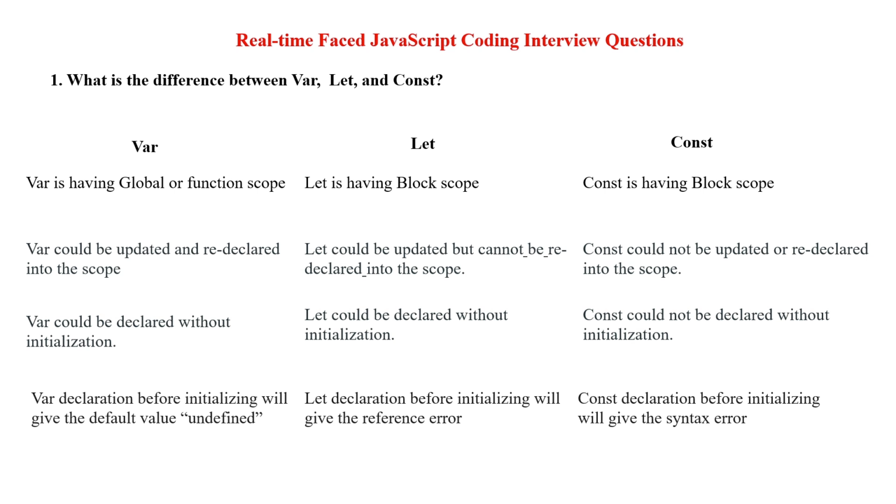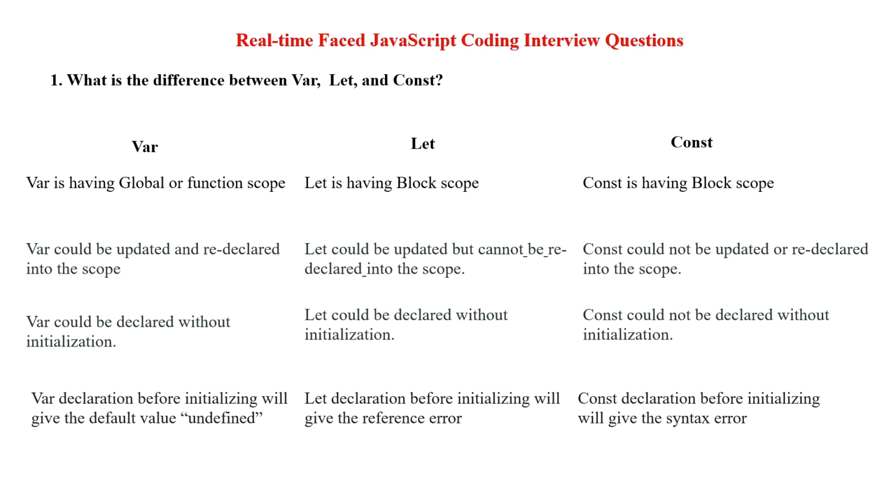Let's take a quick revision. When an interviewer asks this question, what is the difference between var, let and const, we can answer like this. Var has global or function scope. Var can be updated and redeclared within the scope. Var can be declared without initialization. Var used before initialization gives the default value undefined.